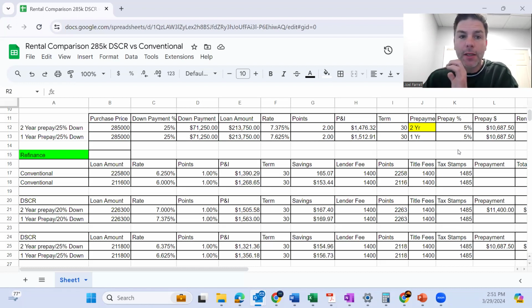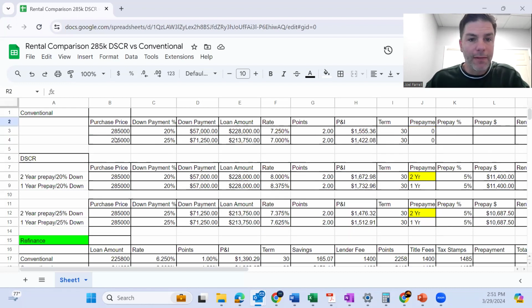And so what I've got is a scenario for 285K, and you can see up top here, we've got a conventional loan with 20 and 25% down. I've got rates in here of 7.25% and 7%, and this assumes 2 points as part of closing. And again, this is not a quote, it's just an example to show you the differences in these scenarios. So not a Loan Estimate, not an APR, just looking at the raw data.